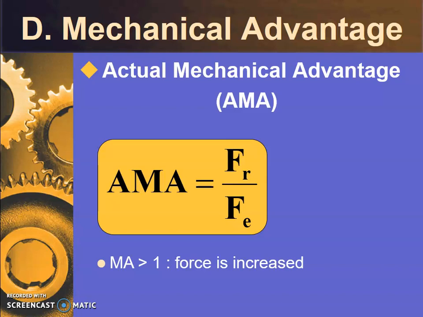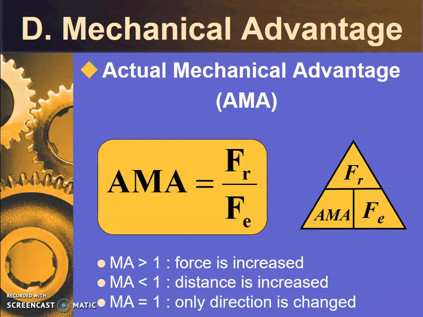After you calculate your mechanical advantage, if the number you calculate is greater than 1, that means that you have increased the force by using the machine. If your mechanical advantage is less than 1, that means that you are increasing the distance by using the machine. And if it is exactly equal to 1, then the only thing you're doing is changing the direction of the force. Okay? So here is your triangle for AMA, actual mechanical advantage. So be sure to add this to that equation sheet as well, including those units.